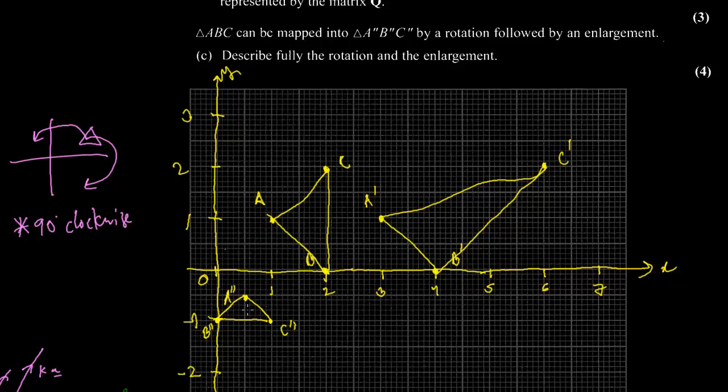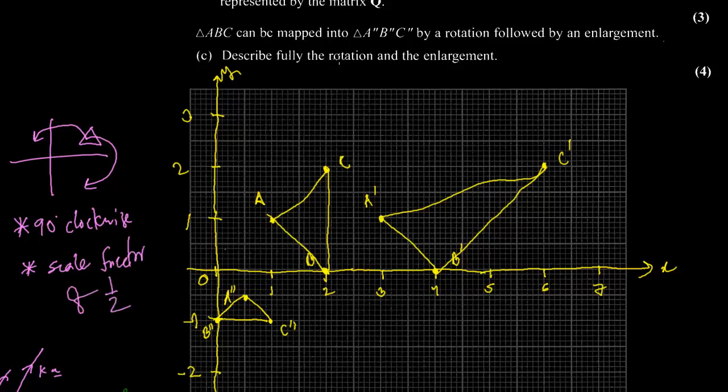Now if you take a look at this triangle and the original triangle, you will see that this triangle is smaller than the original. That means the image has a scale factor smaller than the original. If the scale factor was 2, the image would be double the size. But in this case, let's see what the size of the image is. Here BC is 1, 2, 3, 4, so 4 boxes. B prime C prime is 2 boxes. Previously it was 4, now the image is 2. So from 4 to 2, it has halved. So the enlargement has a scale factor of half.